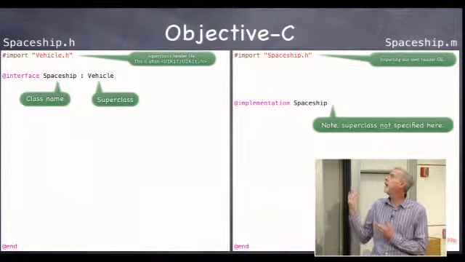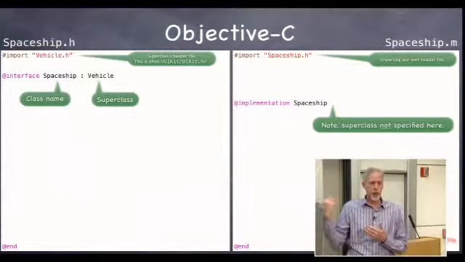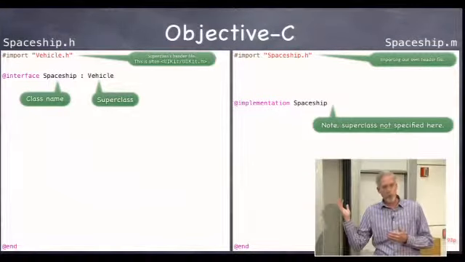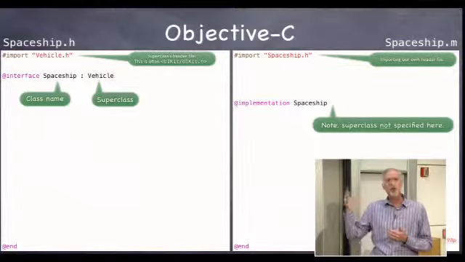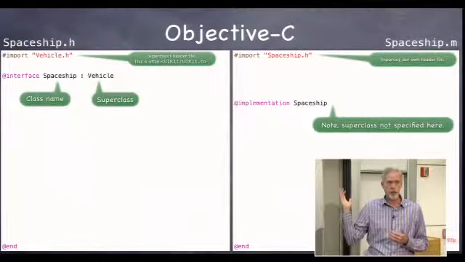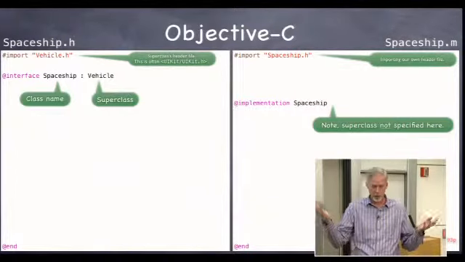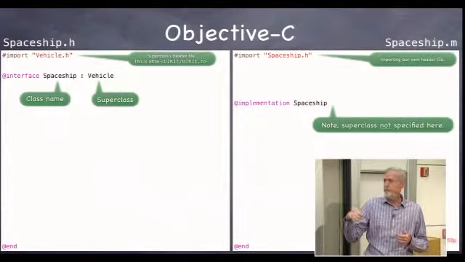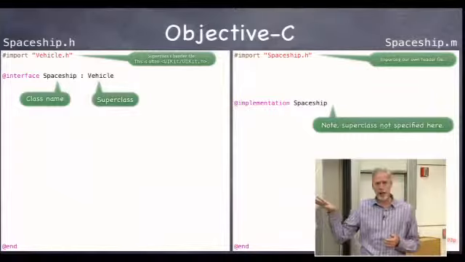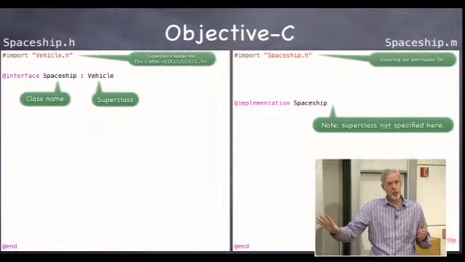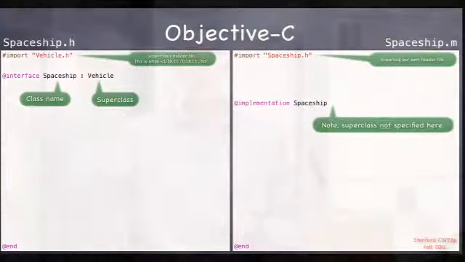And similarly, on the implementation side in the .m, it starts with @implementation, the name of the class, with no superclass specified here. We've already specified it in the header file, and we're including our header file in our implementation, so we don't need to say it again. And then @end at the end. So all of the implementation of all of our methods goes between this @implementation and the @end.